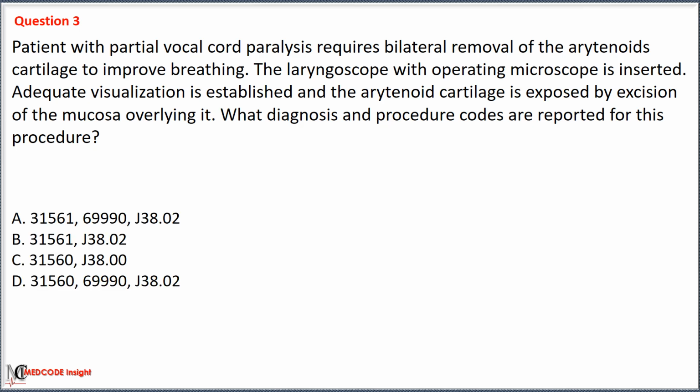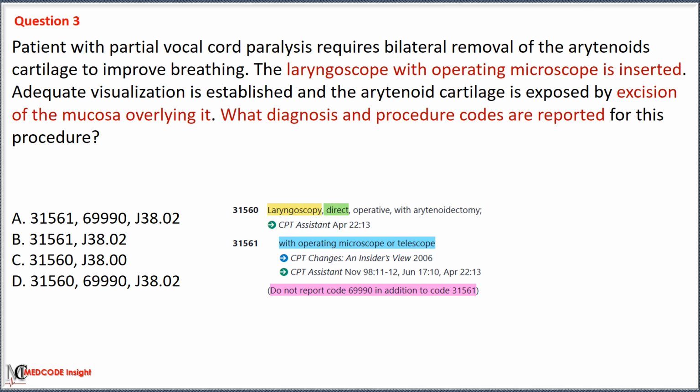Option A with code 31561, 69990, J38.02. Option B with code 31561, J38.02. Option C with code 31560, J38.00. Option D with code 31560, 69990, J38.02. In the given scenario, a laryngoscope with an operating microscope is inserted for the removal of arytenoids.